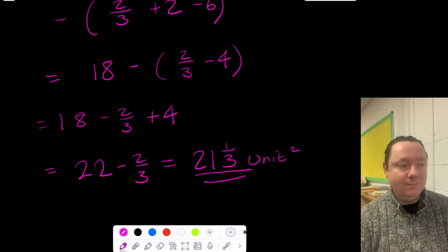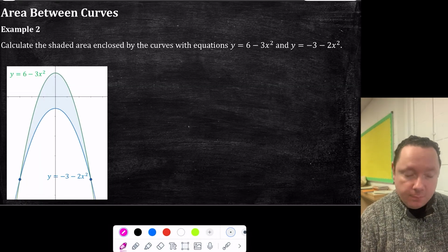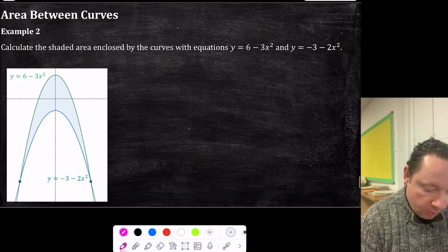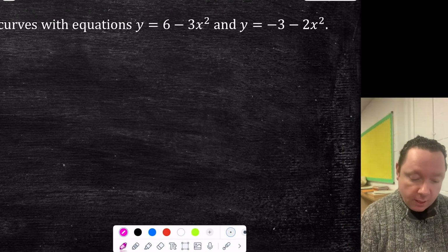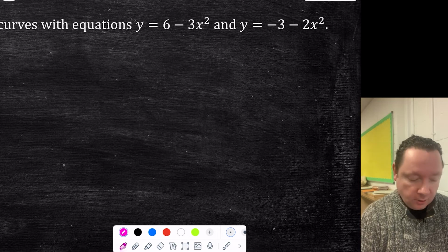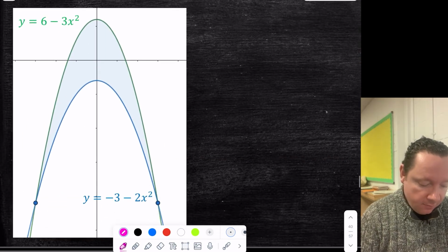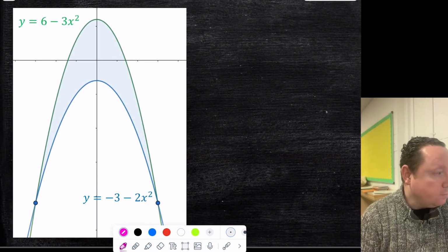And we're done there. Area between curves, example 2. Calculate the shaded area enclosed by the curves with equation y equals 6 minus 3x squared and y equals minus 3 minus 2x squared. So let's have a look at the diagram. There are the two curves.